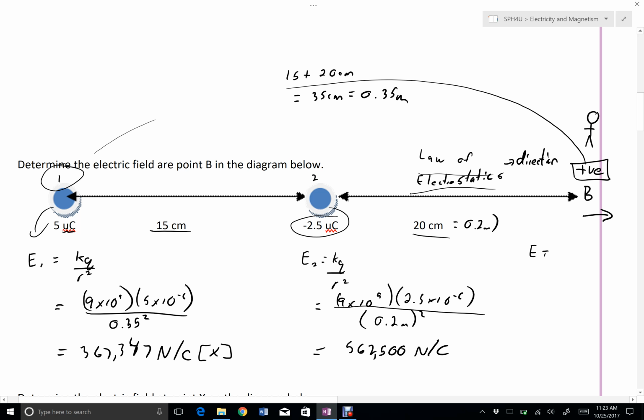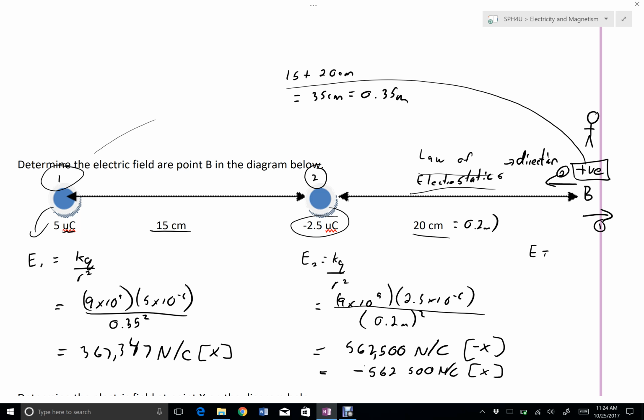Alternatively, this charge is negative and I'm positive. So unlike charges attract, which means charge 2 will cause me to be attracted in towards it. So that's going to make me negative x. Or I can just handle that by making the whole number negative, 562,500 newtons per coulomb negative, and then that's in the opposite direction to that. So basically this one's going right, that one's going left, and the way that I'm going to handle the left is by making it negative.